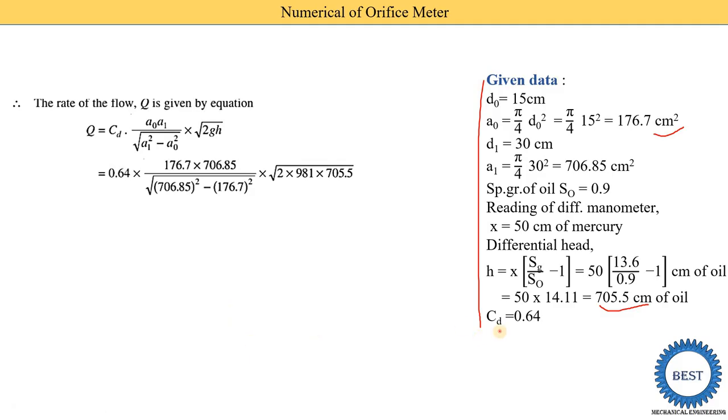So first we put this value of Cd, it is 0.64 into A0, it is 176.7 into A1. A1 is 706.85 into under root of 2gh. 2 is as it is. Now what is the g? G is the gravitational acceleration, and the value of g is 9.81 meter per second square.